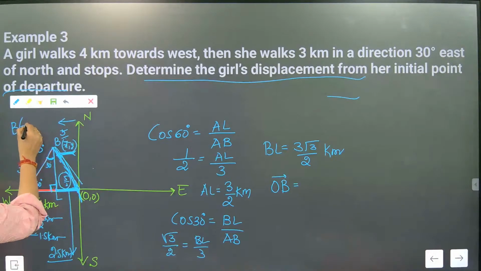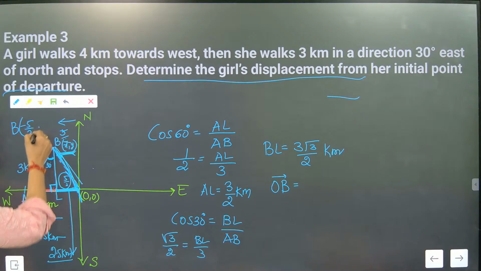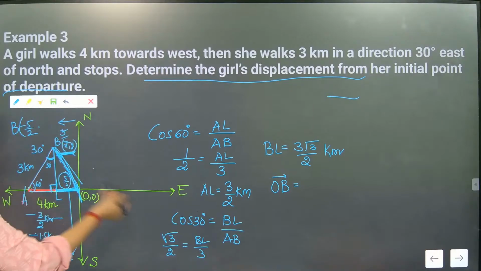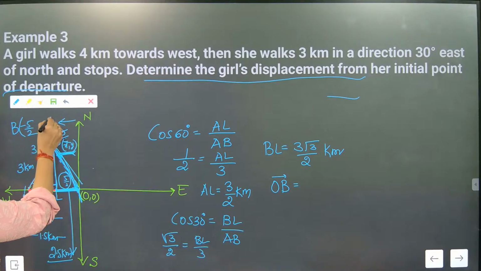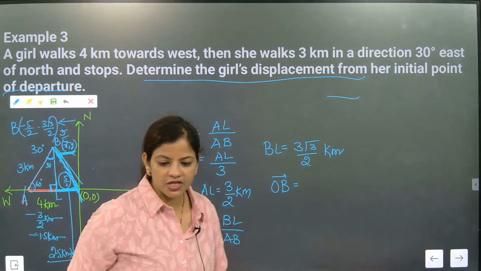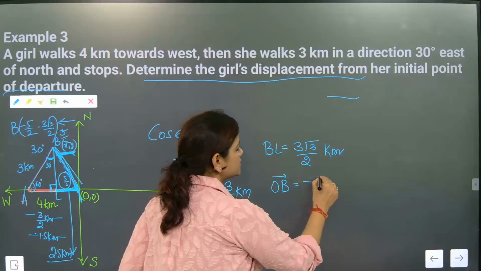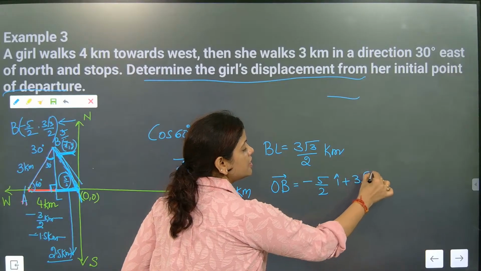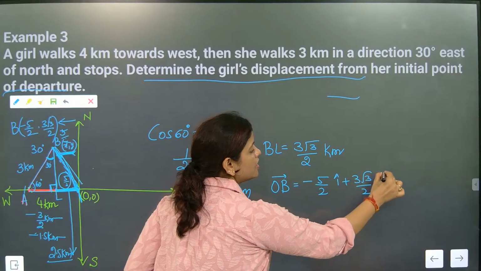Here this point B with xy value is to the left of north. So what will it become? Minus 5 by 2. The magnitude was 5 by 2, but the opposite direction means it becomes negative. And the y value will be above, so positive. So it will be 3 root 3 by 2. So what is the OB vector representation here? Minus 5 by 2 i cap plus 3 root 3 by 2 j cap.